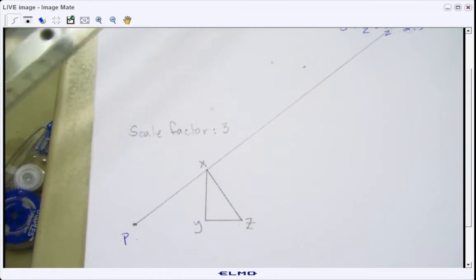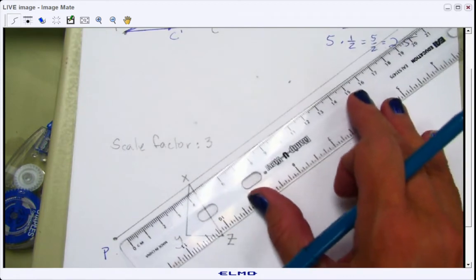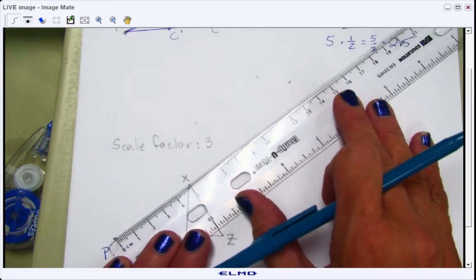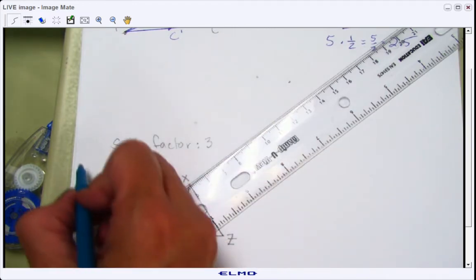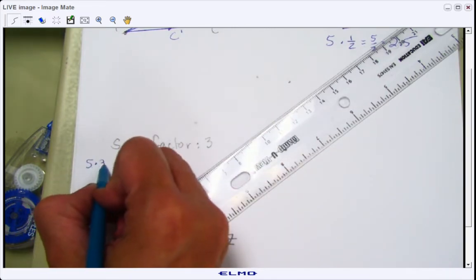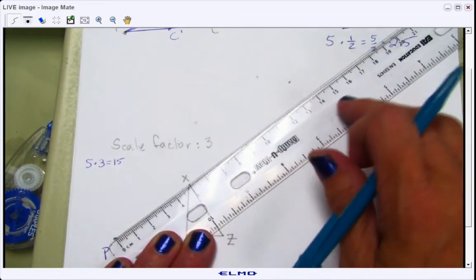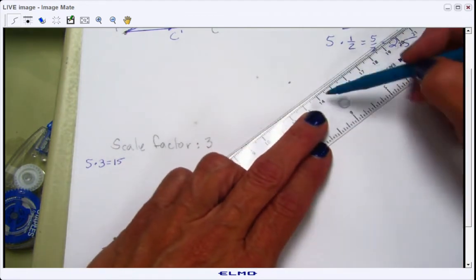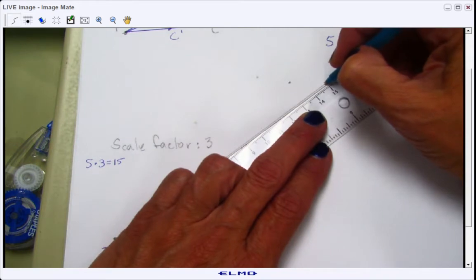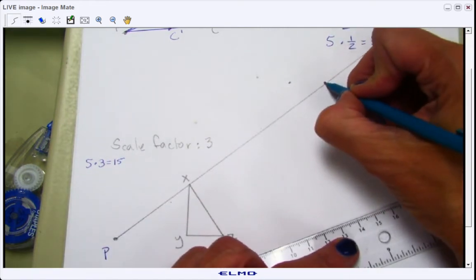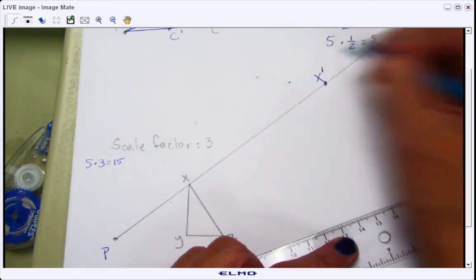So here we go. Now we're going to measure. So how far is it? And you want to use the millimeter side or the centimeter side. So it says 5. Okay, so we're doing this by 3. So if I have 5, I'm going to multiply that by 3. I would get 15. So that means I have to go all the way up this until I get to 15, which is right here. I'm going to put that little dot right there, and that would be X prime.